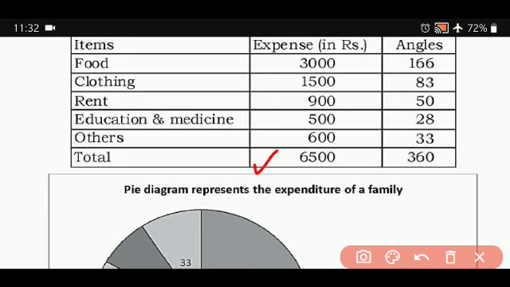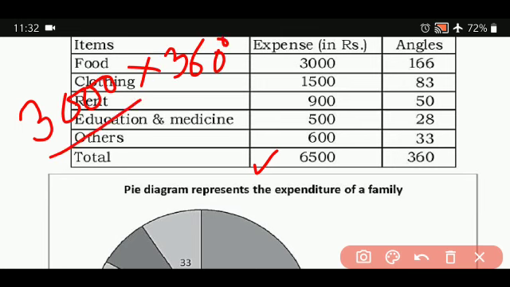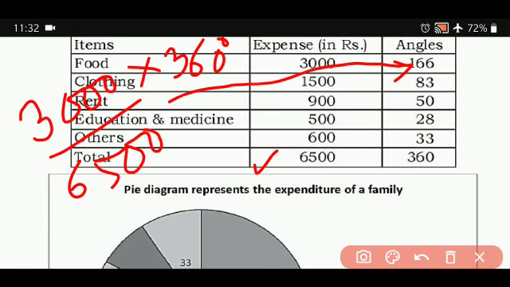The angle of the individual component is the individual value divided by the total value into 360 degrees. That is, 3000 into 360 degrees divided by 6500. You get this value. If you get the exact value, you write it. If you get decimals, you approximate it. Next, for 1500 you get 83, for 900 you get 50, for 500 you get 28 degrees, for 600 you get 33 degrees. So this total will always be equal to 360 degrees.